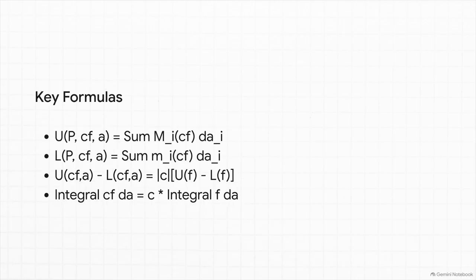Finally, here are the key formulas one last time. The upper sum UPCF alpha is the sum of Mi of CF delta alpha I. The lower sum, LPCF alpha, is the sum of mi of CF delta alpha I. Their difference is the absolute value of C times the difference of the upper and lower sums for F. And of course, the grand finale, the integral from a to b of CF d alpha equals C times the integral from a to b of F d alpha. I highly recommend you practice writing this proof out step by step on your own.